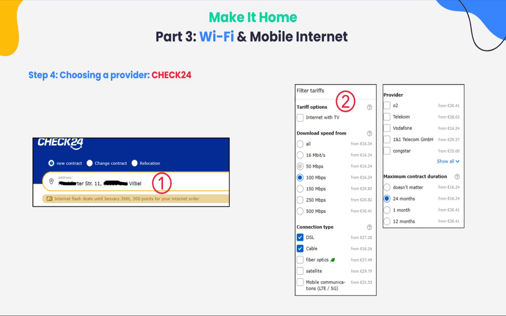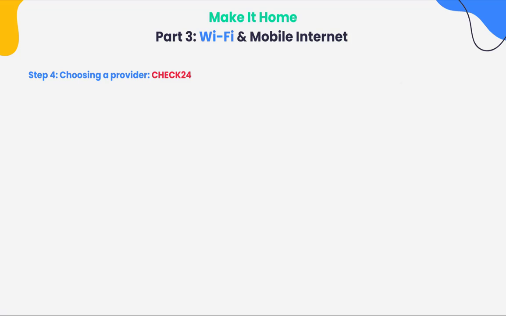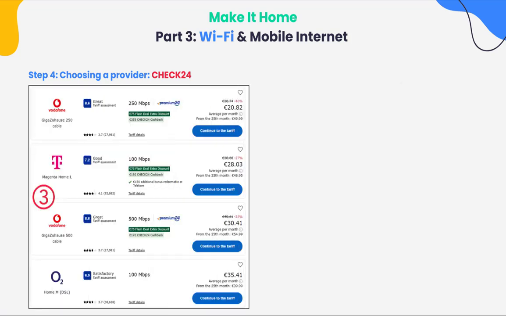The typical contract period is 24 months, which usually gives the best prices. If you're looking for a shorter term contract, you can adjust the filter to 1 month and see what options are available. Once you have done that, Check24 will show a list of all providers available at your address, letting you compare both prices and user ratings.